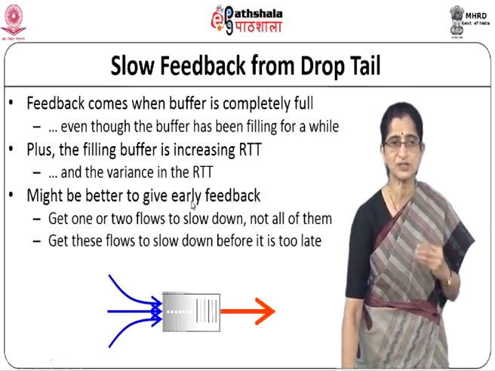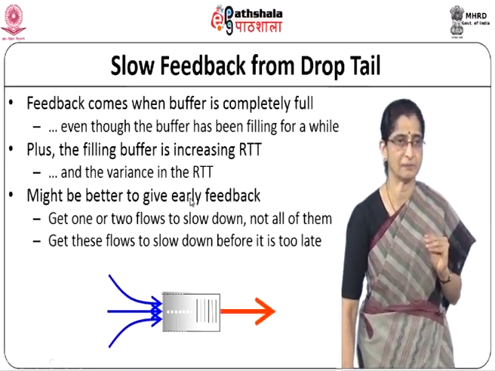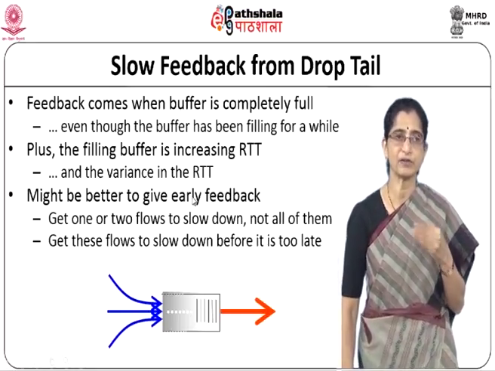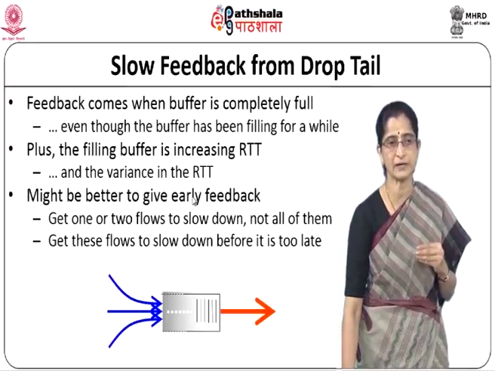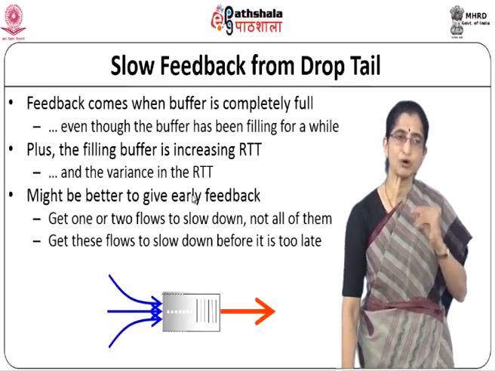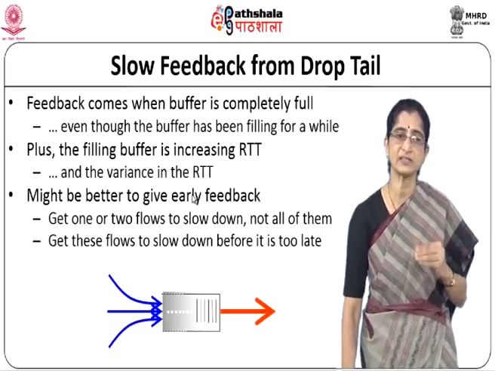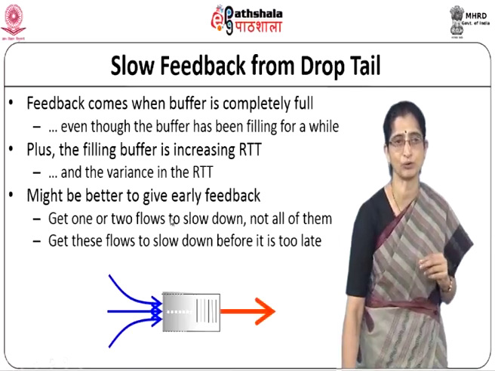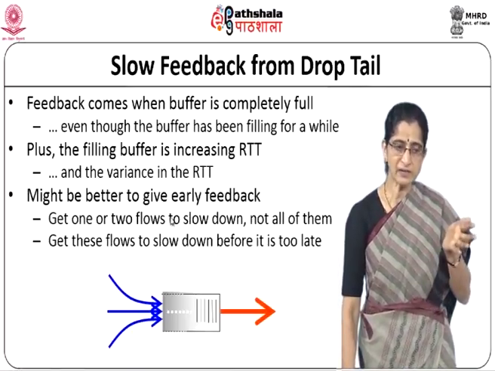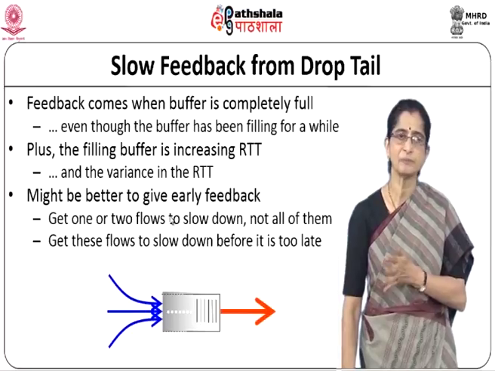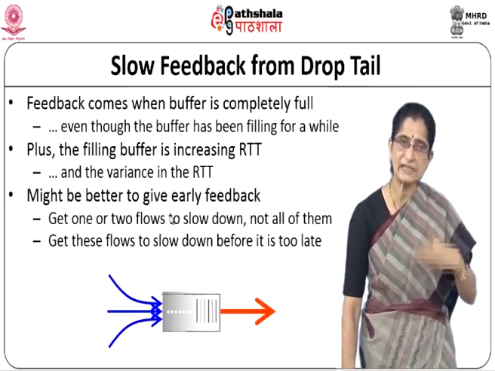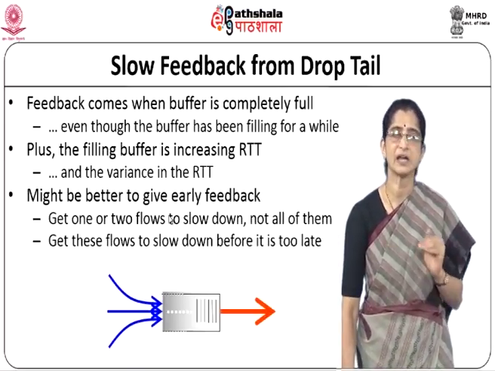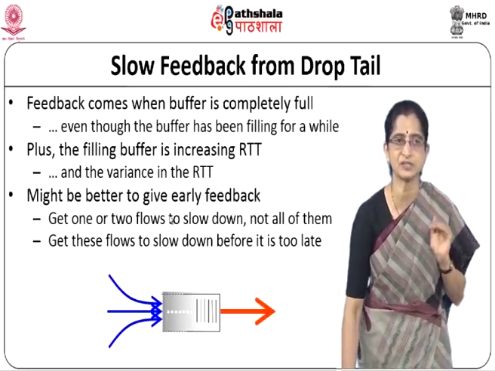Now the question is, can we give earlier feedback? When we give earlier feedback, we can just pick 2 or 3 flows and slow them down rather than slowing down all the flows. We can get them to slow down before it is too late. That is, even as you see that the queues are becoming full, let us indicate to TCP that congestion is likely to take place or beginning to take place, and ask TCP to slow down the rate at which it is sending data.